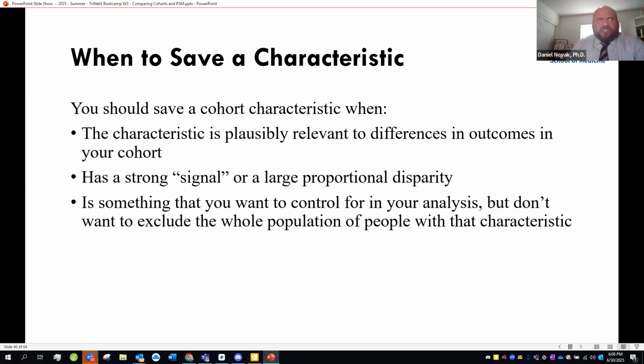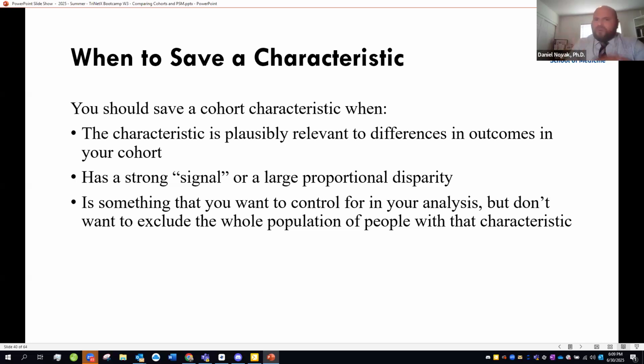So just to summarize, because I know this is a little bit hand wavy, it's going to depend on every single one of your analyses, but you should basically save a characteristic to your propensity score match model when the characteristic is plausibly relevant to differences in outcomes in your cohort. That means there's probably some sort of mediating relationship in here that might be a confounder or might in some way skew your data. And you have to be really, really critical about what you think those are likely to be. If it does have a strong signal or a large proportional disparity, that might be another clue that you're going to want to include it, but it's not a requirement.